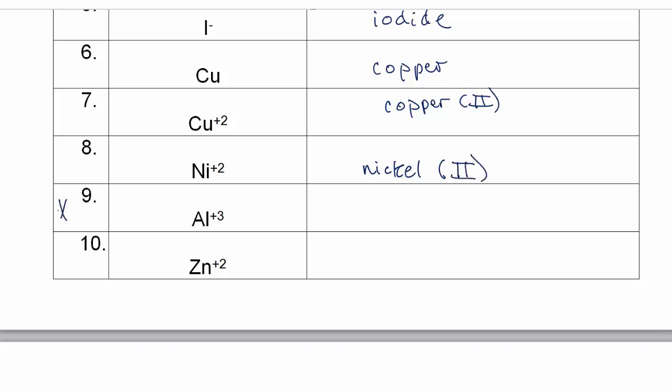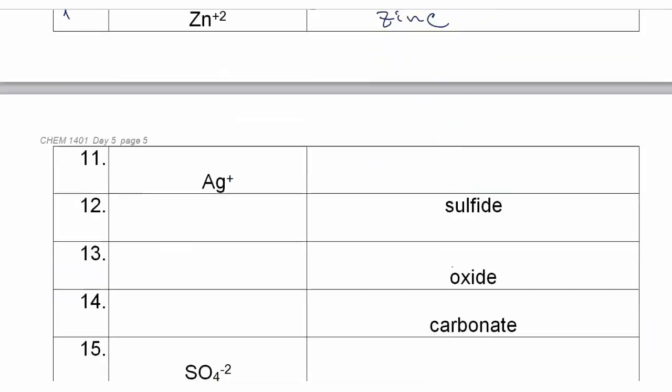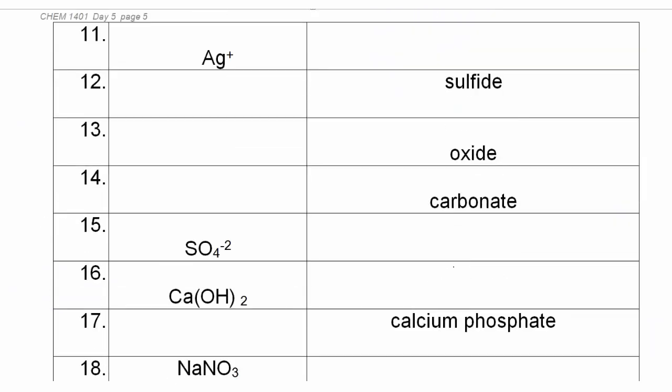Now these are trick questions. You remember when the charge of an ion is fixed, we don't write Roman numerals. So aluminum and zinc are the only 2 transition metals where their charge is fixed. So we don't write aluminum 3, we just write aluminum. We don't write zinc 2, we just write zinc. Silver is definitely a transition metal, so silver 1.